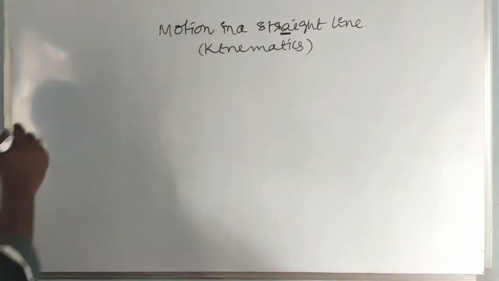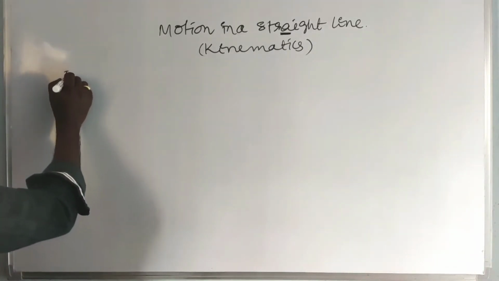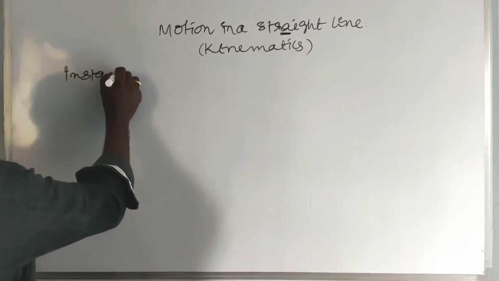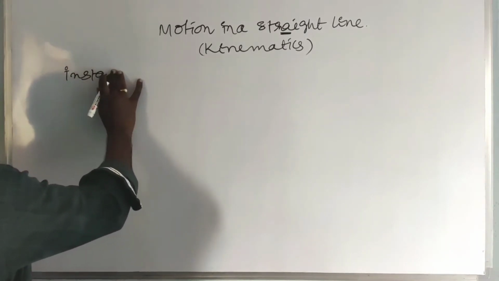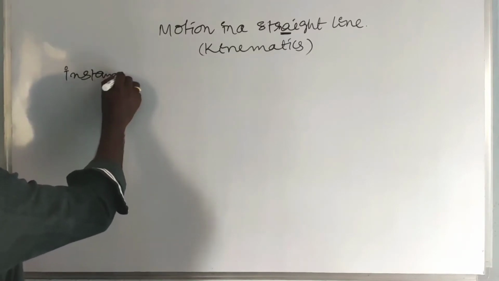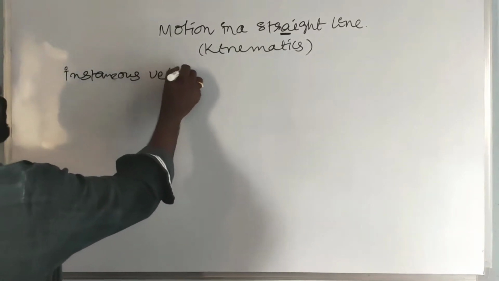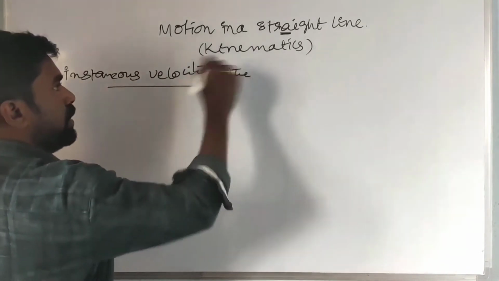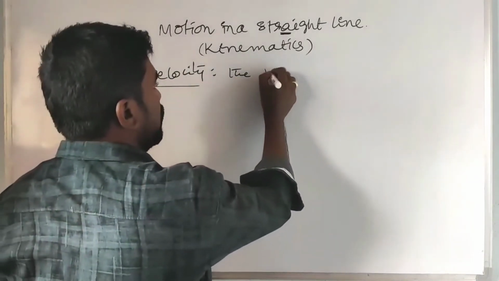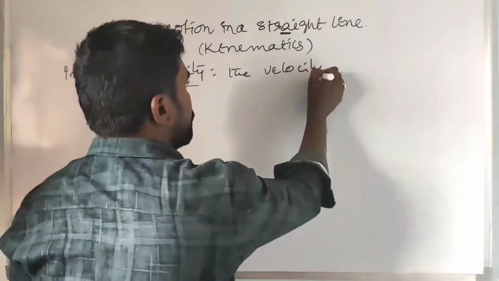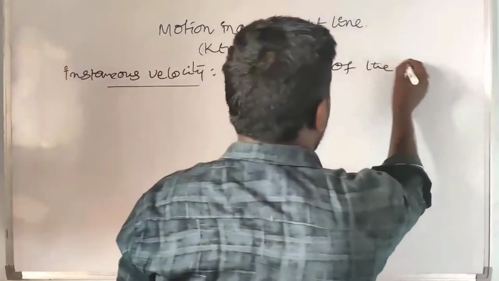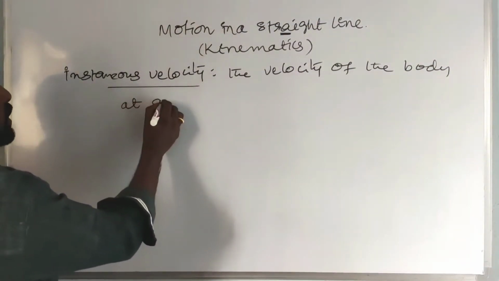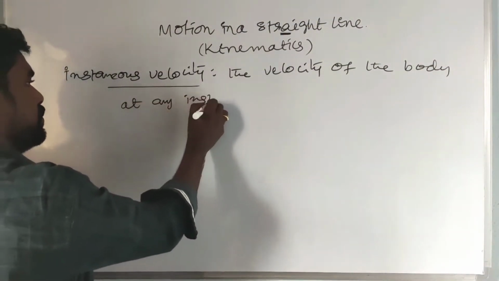Okay, now we have to discuss the instantaneous velocity. So this is the instantaneous velocity. The instantaneous velocity is the velocity of the body at any instant of time.